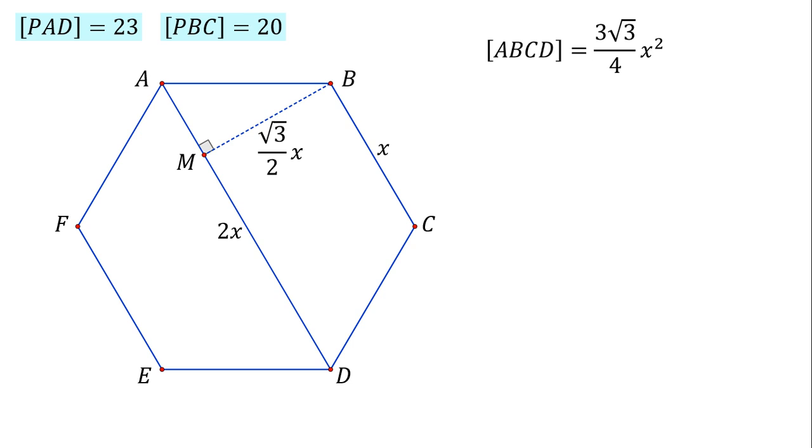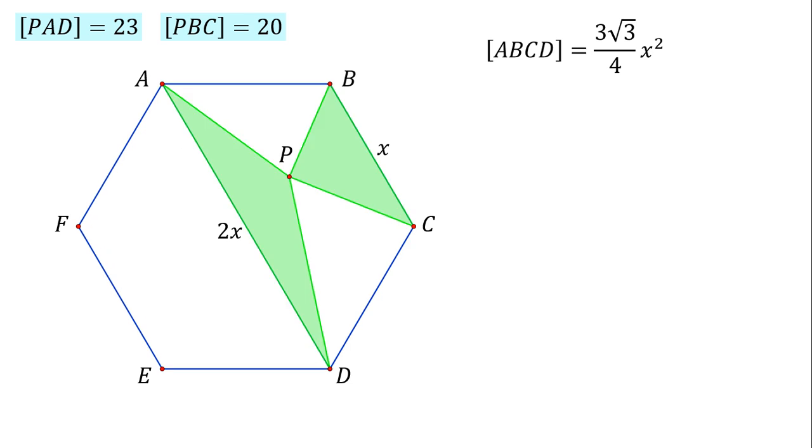We can use the two given triangles. Now, let's draw a perpendicular segment to both BC and AD, passing through point P. Notice that the altitudes of the triangles are contained in this segment. Now let's represent the altitude of triangle PAD by h sub 1 and the altitude of triangle PBC by h sub 2.